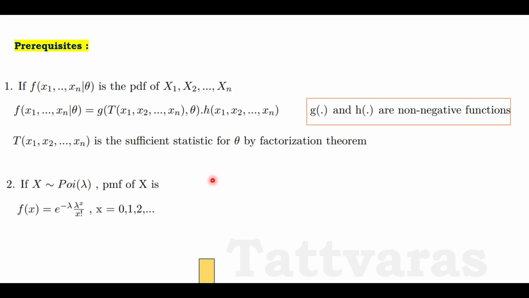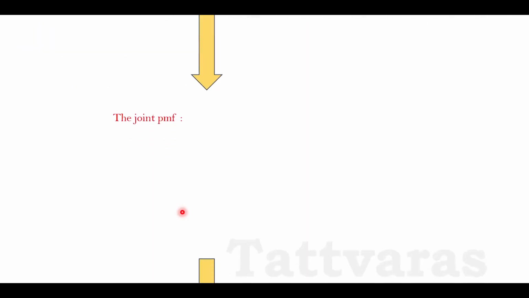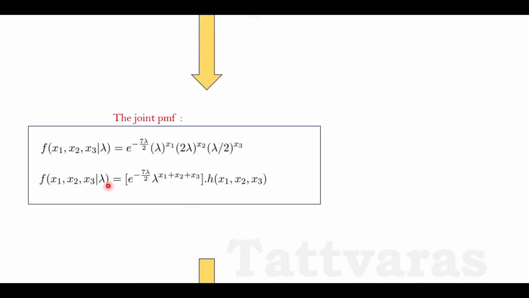And the second point is that suppose you have a Poisson lambda, then the PMF of x is this, where the range of x is 0 to infinity. So using these two things, the joint PMF of x1, x2, x3 is nothing but this, because we have the parameters as lambda, 2 lambda and lambda by 2. Summing this up, and we have these factors as well.